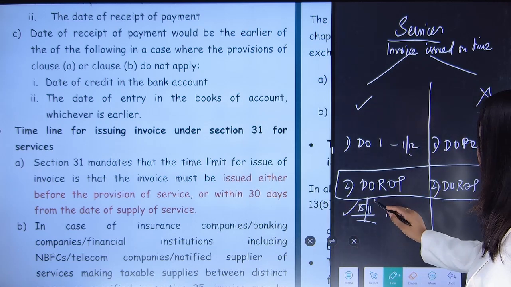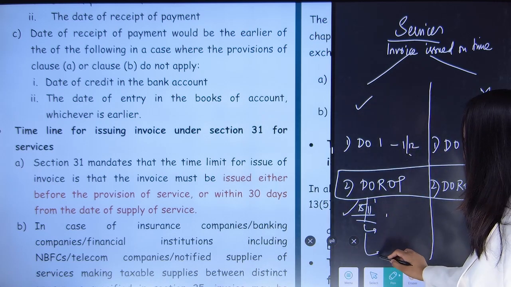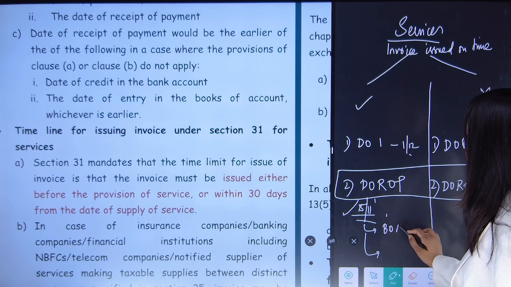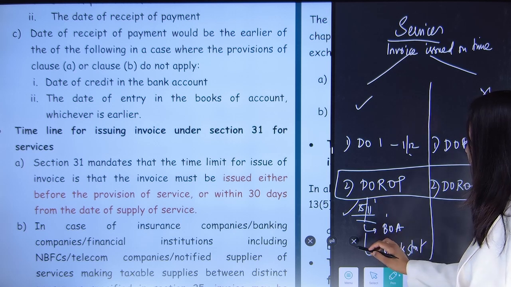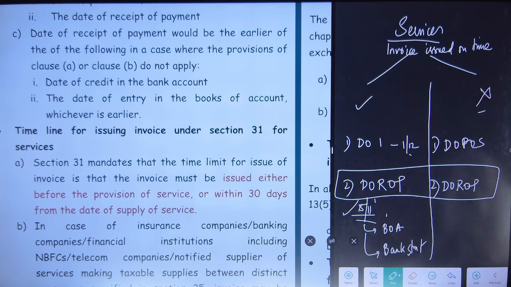So under this, please note, you will have to see for two cases. One is books of accounts that you do, one is your bank statement. Clear? Earlier of the two. Are we clear? For date of receipt of payment, you will have to see these two.